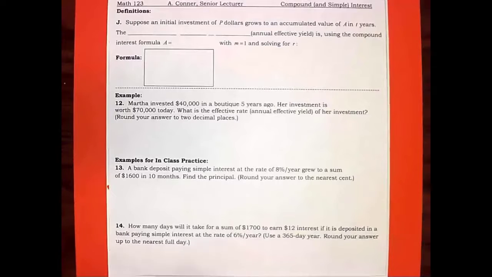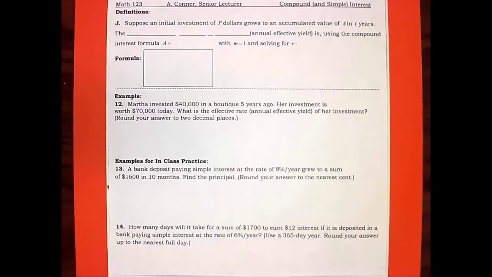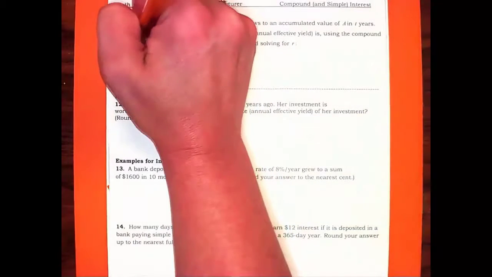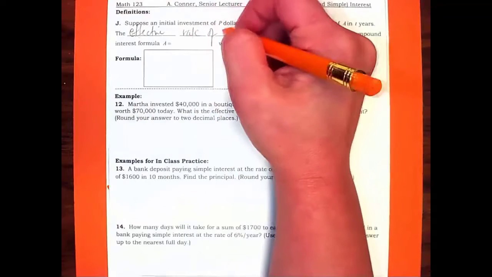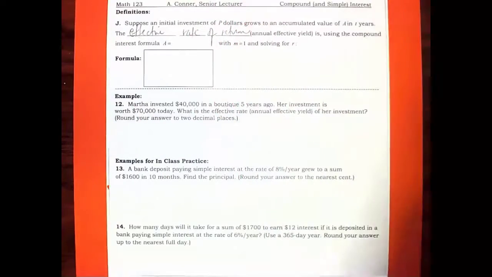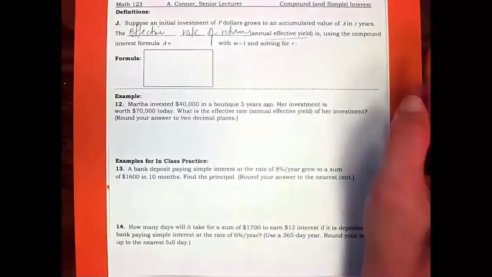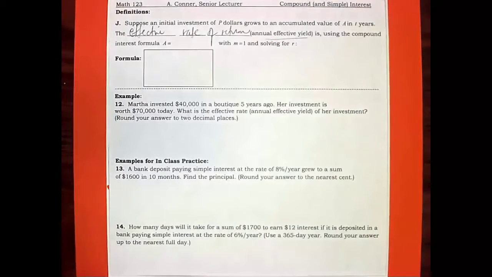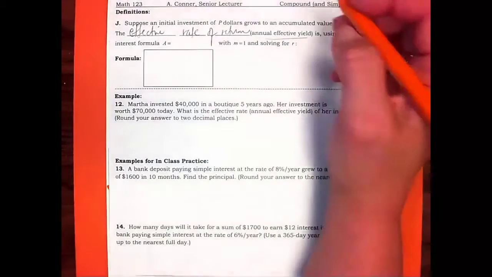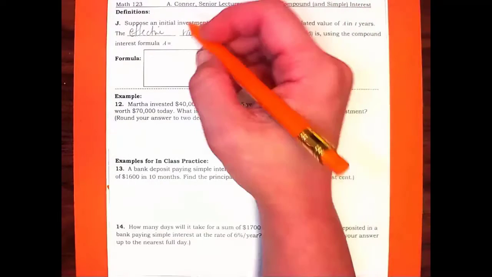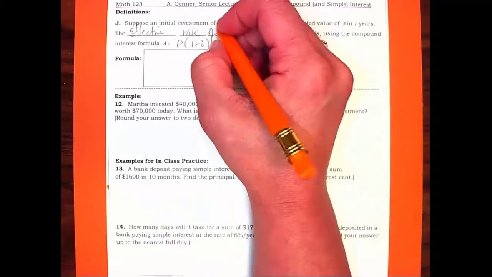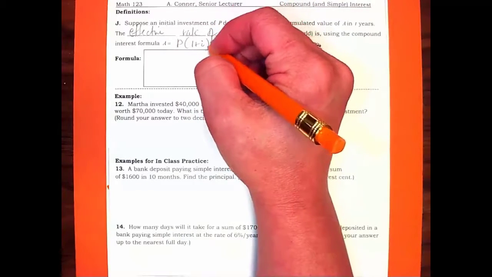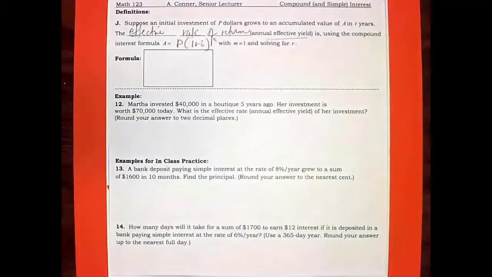This is a slightly different concept from the previous one. This is the effective rate of return. You may also hear it called the annual effective yield. This one uses the formula A equals P times 1 plus R over M to the MT, with M equal to 1 and solving for R.